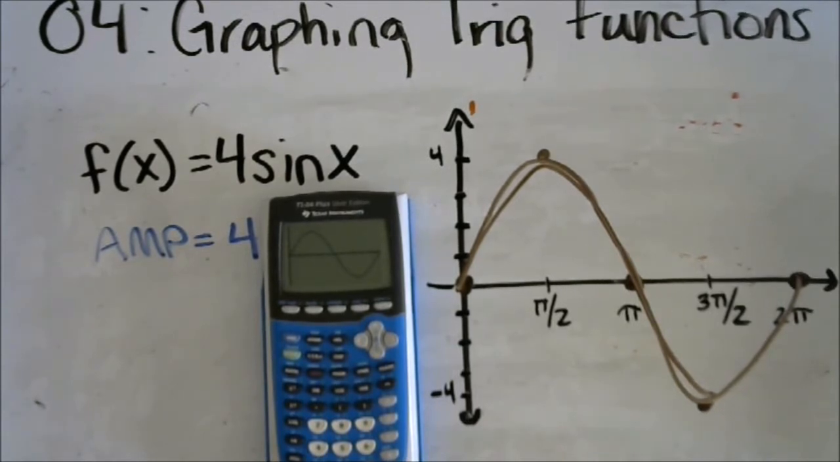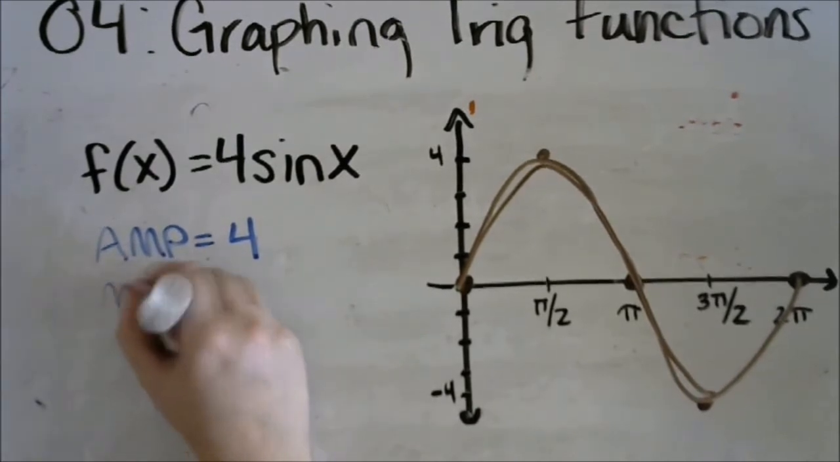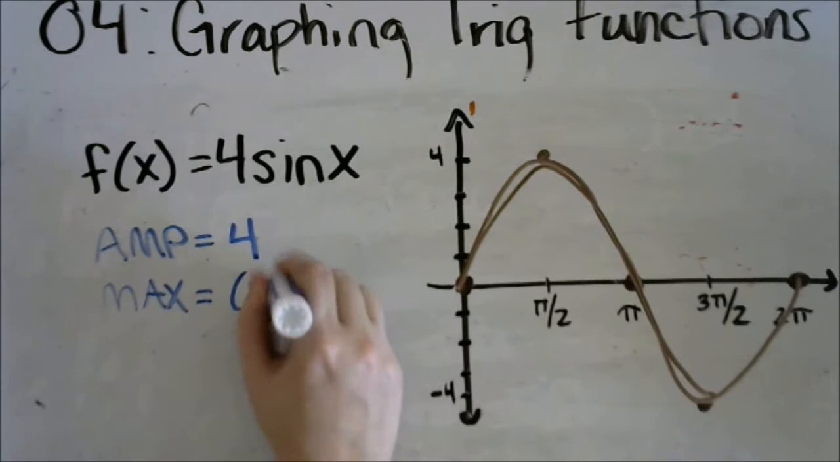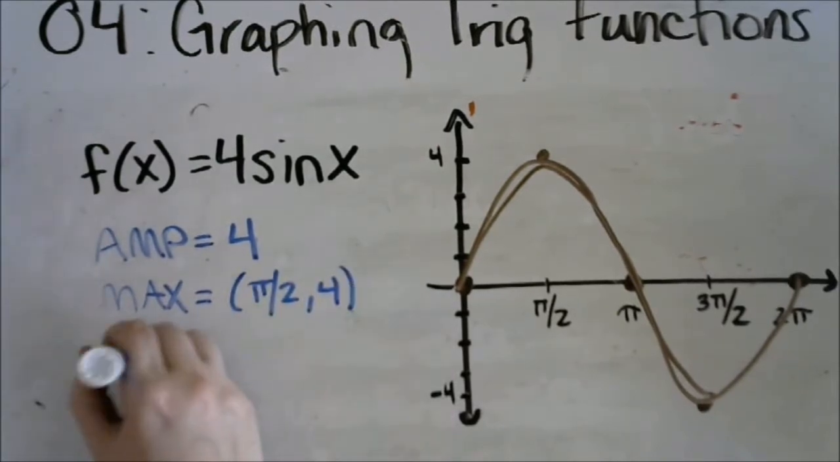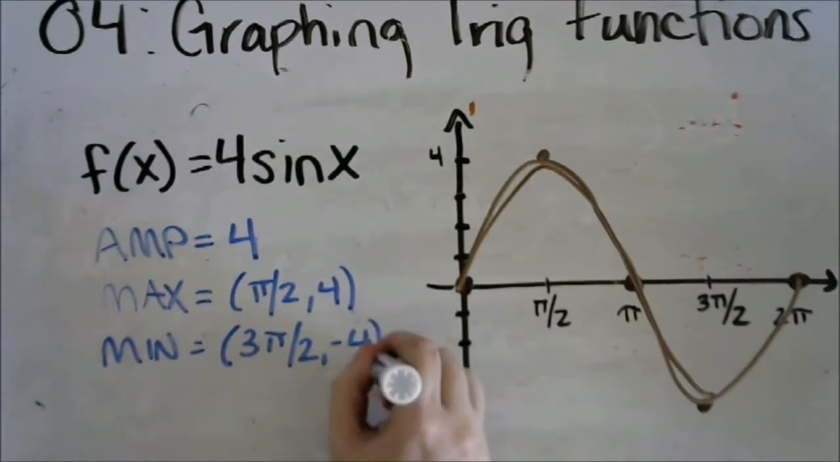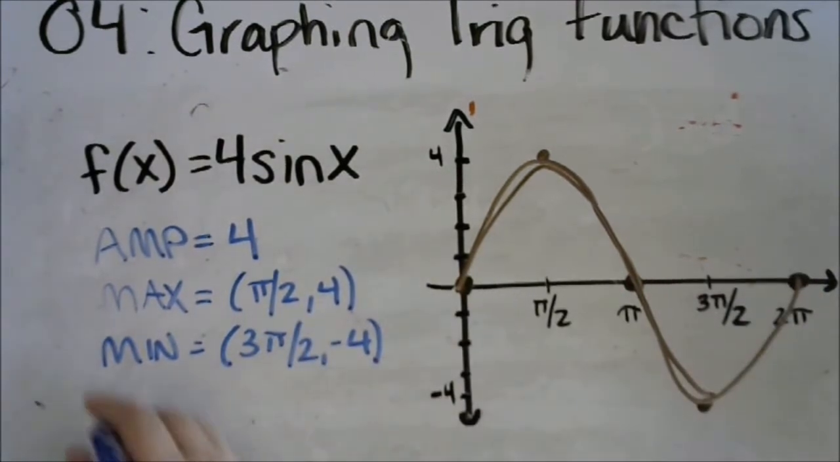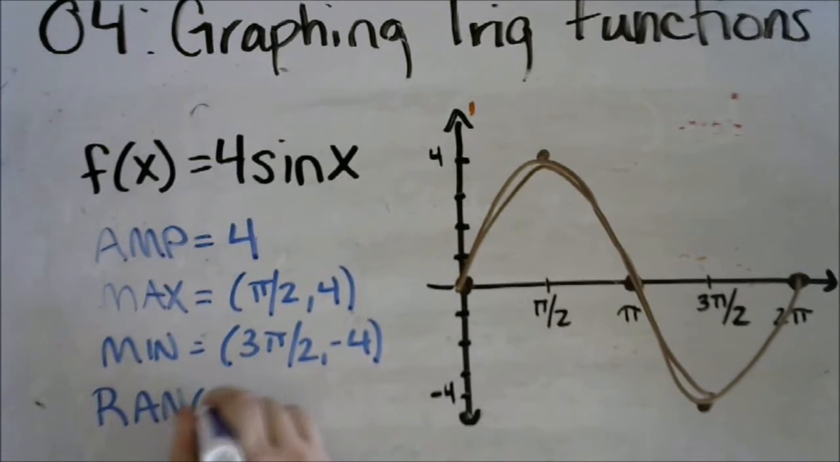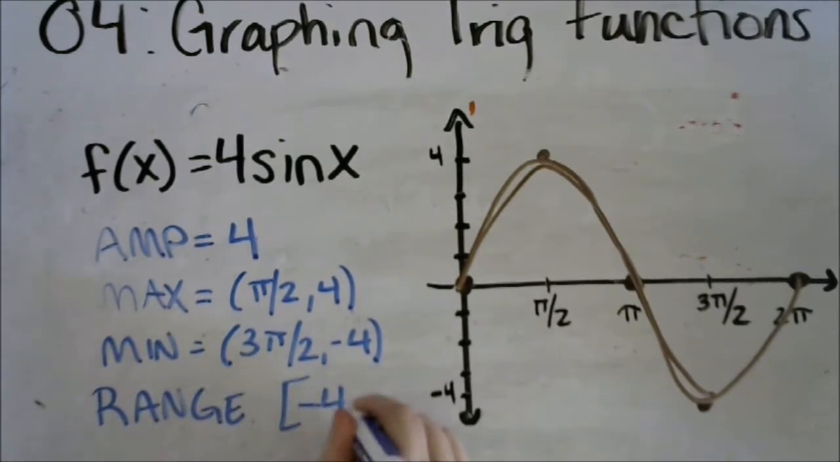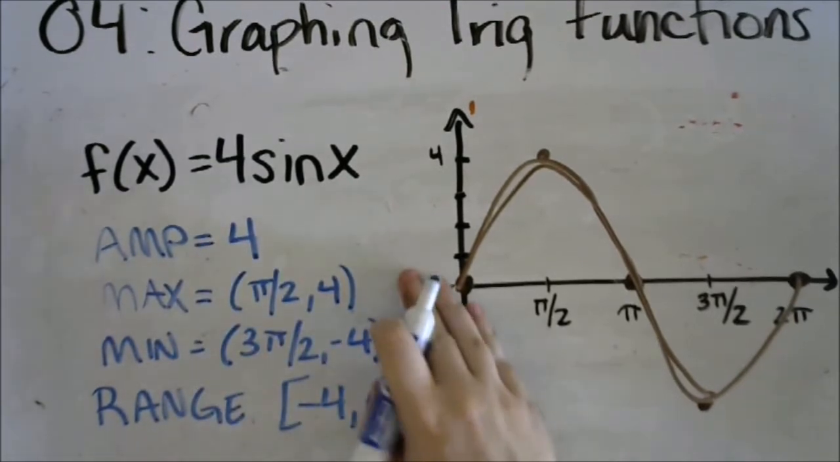Based on the amplitude being 4, what has changed about the key features of this graph? Well, let's go back through them. The maximum is now pi halves, comma 4. The minimum is now 3 pi halves, comma negative 4. The x-intercepts have all stayed the same. The domain is still all real numbers, but the range is now negative 4 to positive 4. Amplitude affects the range, the minimum, and the maximum.